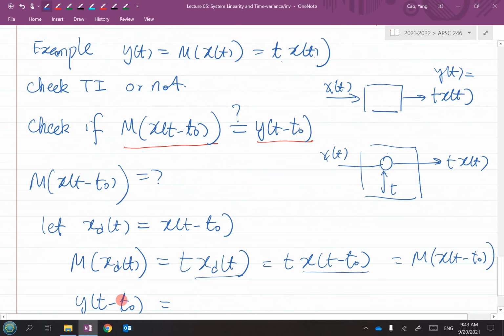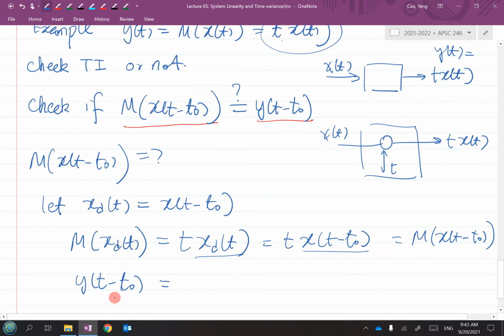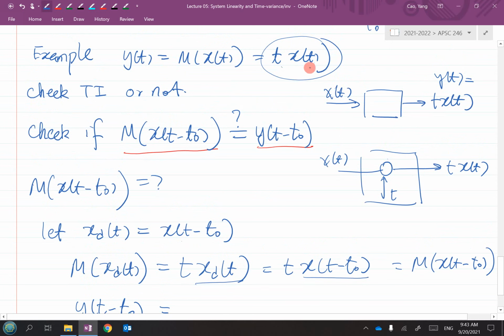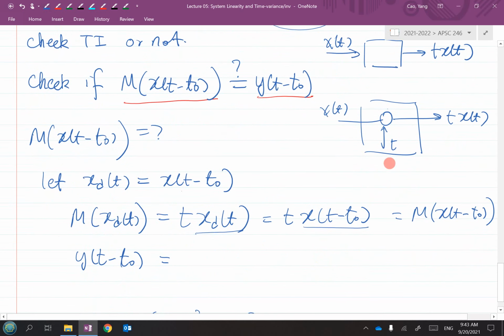So the rule of thumb is you go to the right side for the expression y of t, which is this, and you look for which variable? Variable x or variable t? Variable t. And you replace the t with t minus t naught. That's the rule of thumb. There are two t's here. You replace both t with t minus t naught.